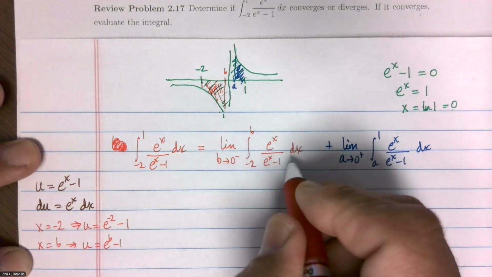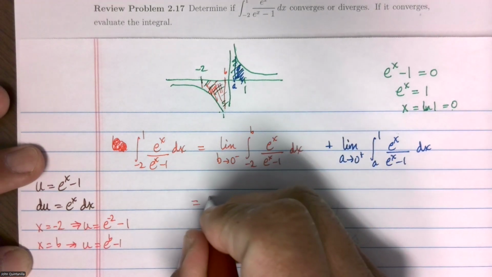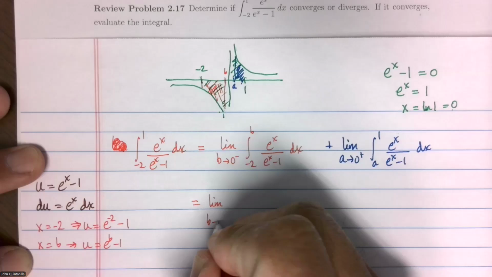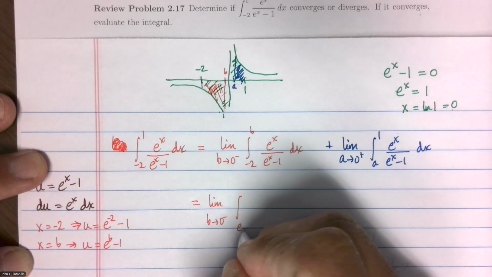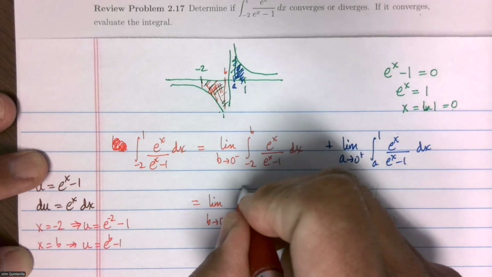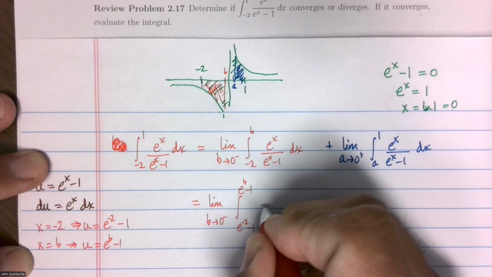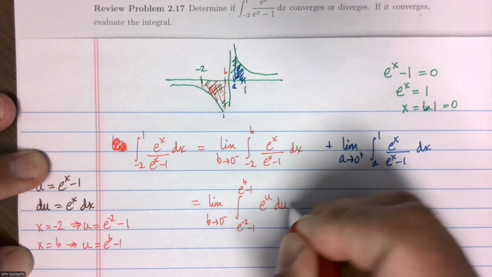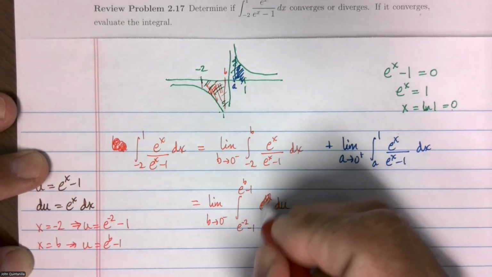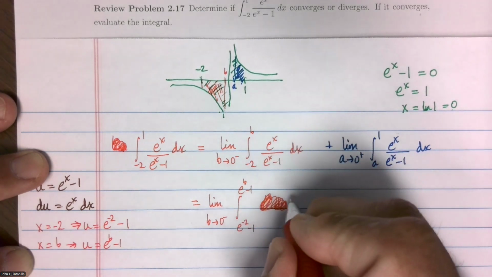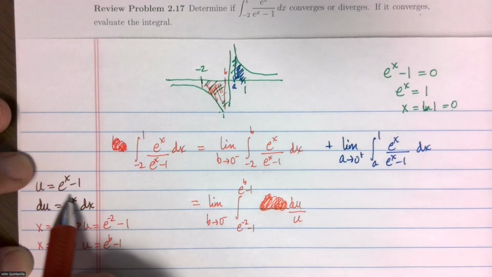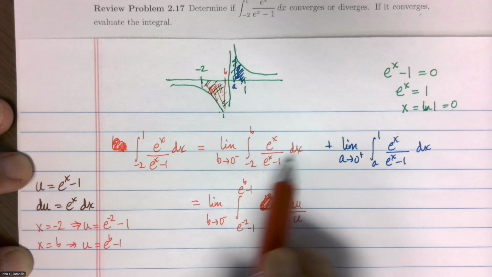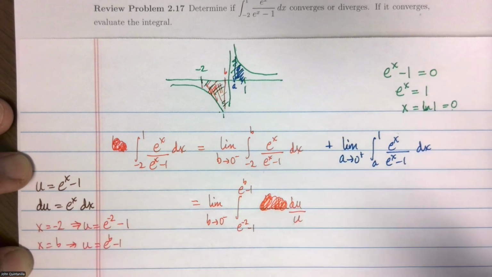Employing the substitution for the first integral, we get the limit as b approaches 0 from below of the integral from e^(-2) minus 1 to e^b minus 1 of e^u du. I'm sorry, I wrote that down wrong. It's du over u. So the denominator here becomes u, and e^x dx is my du. I apologize, I misstated that.